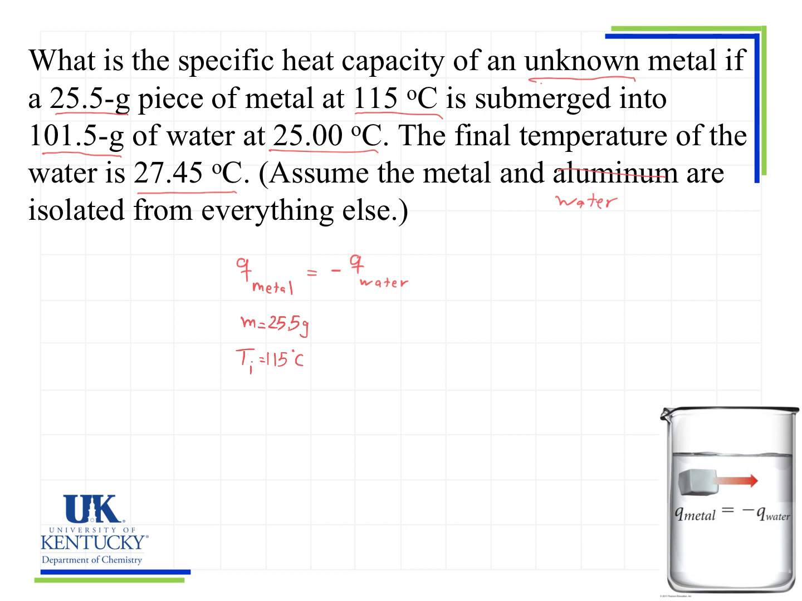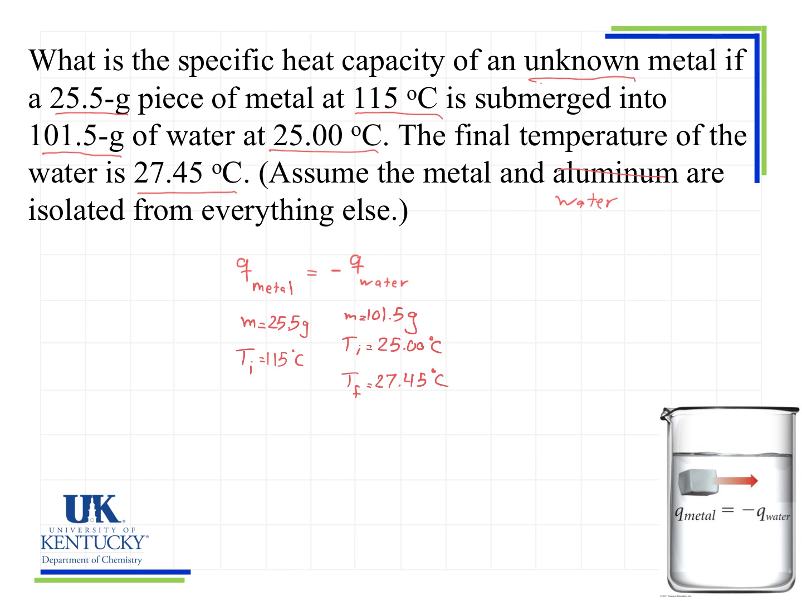Is submerged into water. So what do we know about the water? The water mass, we know the water mass is 101.5 gram of water, and at this temperature, again, this is the final temperature or initial temperature. It's the initial temperature of water, degrees Celsius. The final temperature of the water is 27. So I know that final temperature, so TF of the water is 27.45 degrees Celsius. What is the final temperature of the metal?